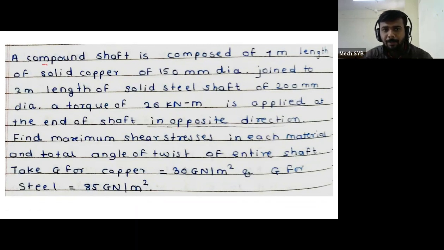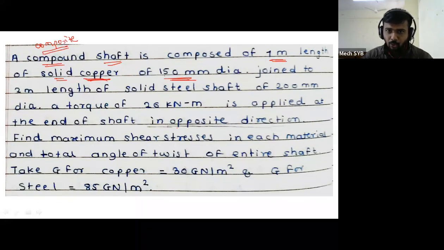See, a compound shaft. Compound shaft means it is also called a composite shaft. It is composed of 1 meter length of solid copper of 150 mm diameter. The first shaft is solid in cross section, its material is copper, with length 1 meter and diameter 150 mm. Then this copper shaft is joined to 2 meter length of solid steel shaft of 200 mm diameter. That means one solid copper shaft of length 1 meter and diameter 150 mm is connected to another solid steel shaft of length 2 meter and diameter 200 mm.